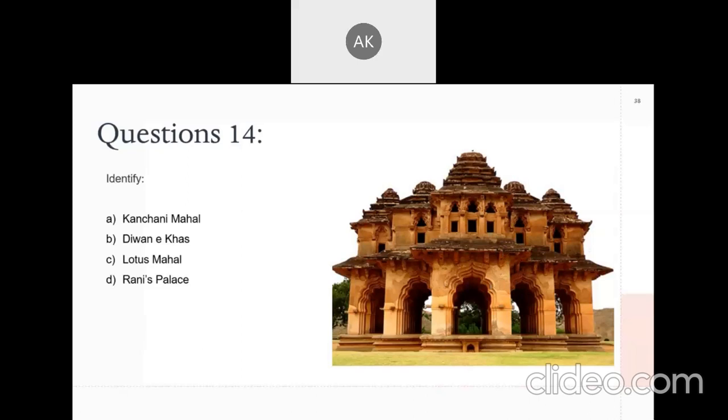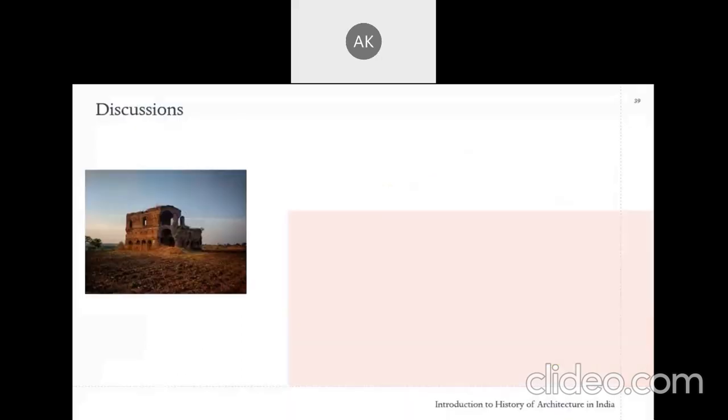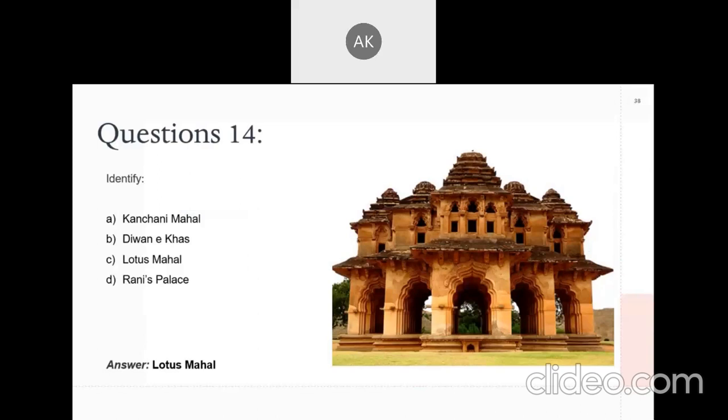Okay, so what would be the correct answer to this? Is it Kanchani Mahal, Diwane Khas, Lotus Mahal, or Rani's Palace? Is this the Lotus Mahal because of the shape, as you have said? Yes, correct, in plan. Actually, it is the Lotus Mahal. So three options are remaining: Kanchani Mahal, Diwane Khas, and Rani's Palace.